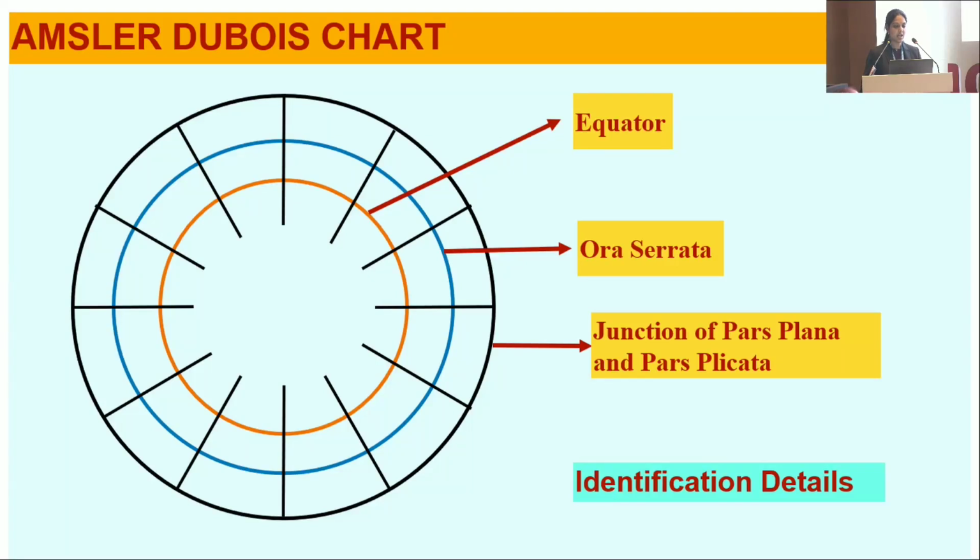code conventions. The Amsler-Dubois chart is represented by three circles: the innermost equator, the middle ora serrata, and the outer junction of pars plana and pars plicata. It is divided into 12 clock hours.